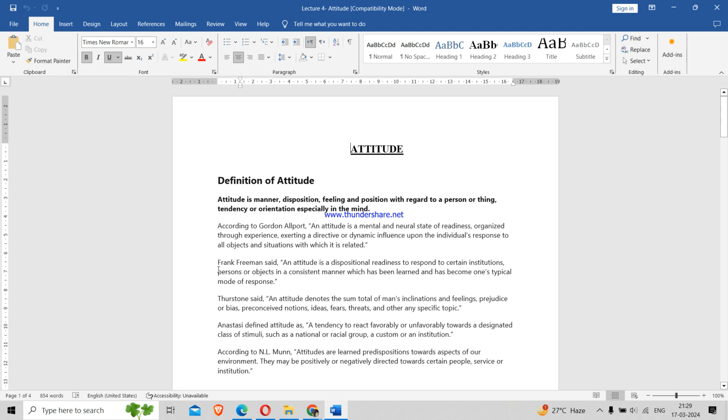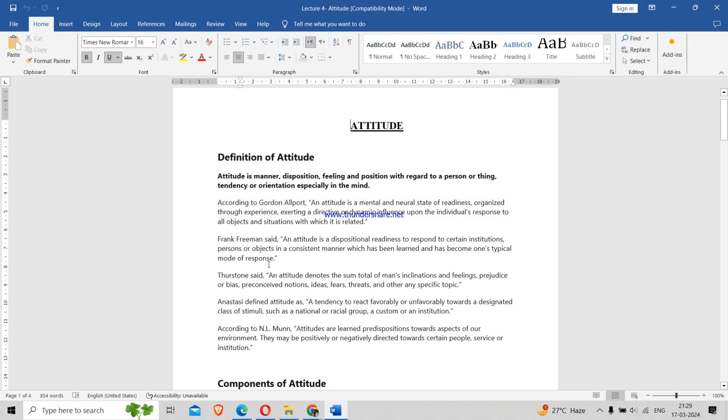Similarly, Frank Freeman has given another definition. An attitude is a dispositional readiness to respond to certain institutions, persons or objects in a consistent manner, which has been learned and has become one's typical mode of response. Thurstone has given another definition: an attitude denotes the sum total of a man's inclinations and feelings, prejudice or bias, preconceived notions, ideas, fears, threats, on any specific topic.